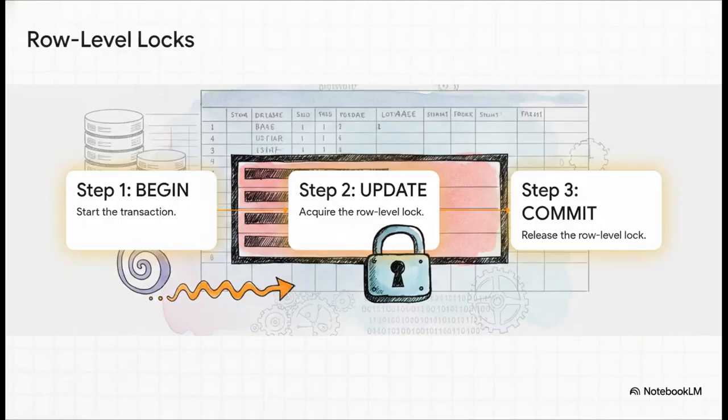Here's a quick code-friendly look at how this works under the hood. When you execute an update statement, the database automatically acquires that row-level lock, and only one transaction can hold it.